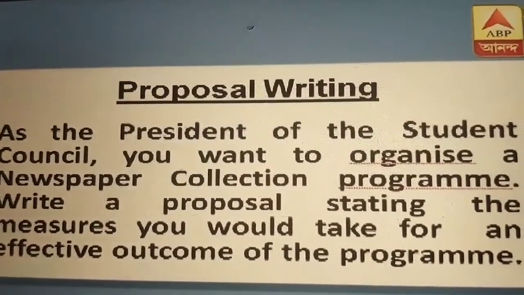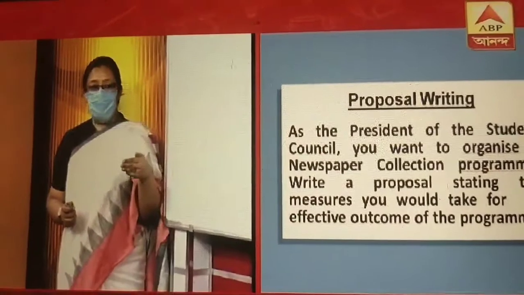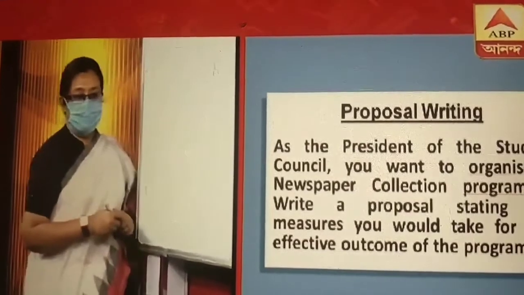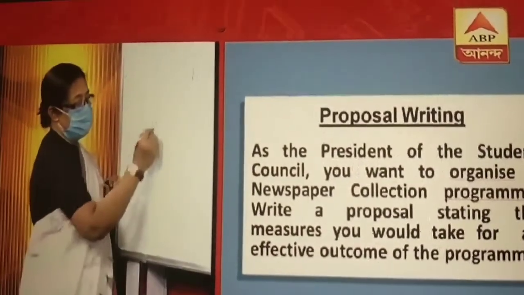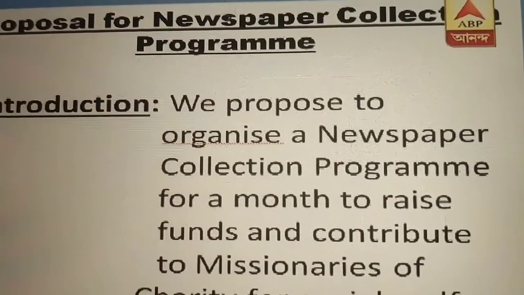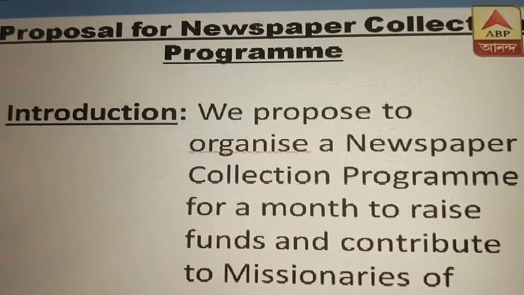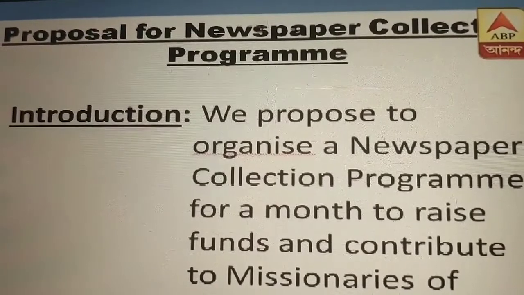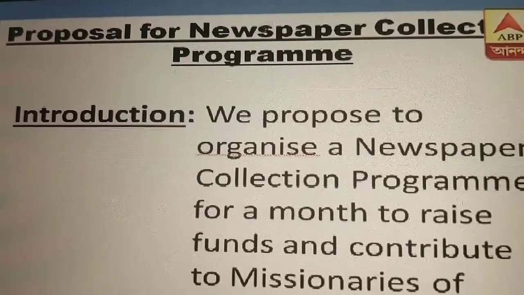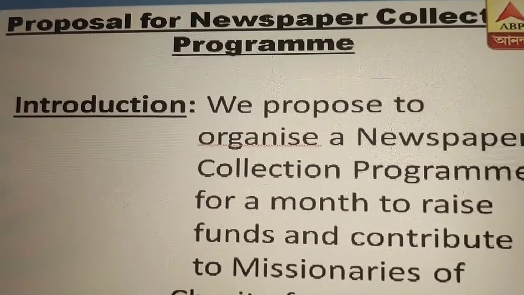So how do you go about writing the proposal? You see, there is the written proposal for you, and you can see that. First of all, you give a heading. What is the heading? The next slide, please. Yes, proposal for newspaper collection program. That is your heading. Now, where are you getting the heading from? You are getting the heading from the question paper itself. It's given in the question paper. So you put down that heading. It's a proposal for newspaper collection program. Simple as that.